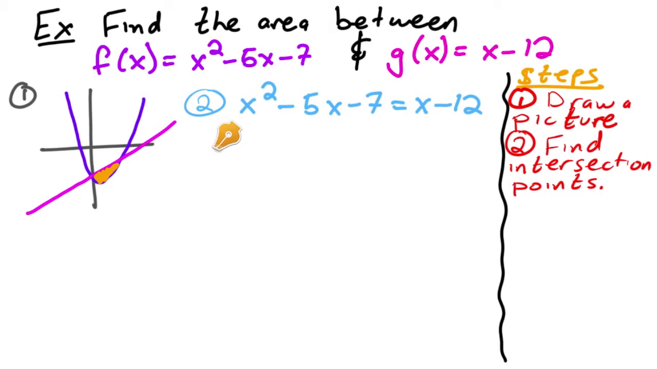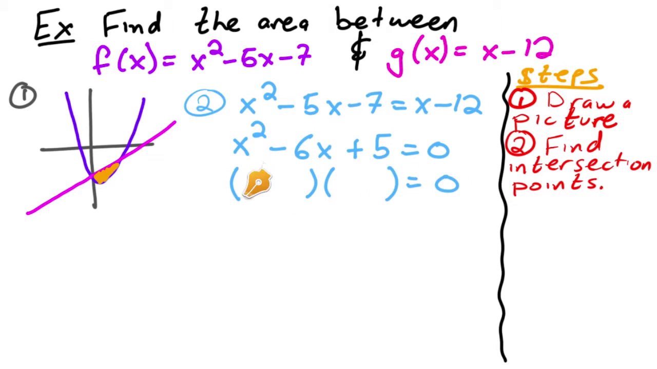If you bring the x and the 12 over, you would get x squared minus 6x plus 5 equal to 0. Then we'll factor this, so we would have minus 5 and minus 1, and so then we get x is equal to 5 and 1. And you want to verify that that makes sense. So here we would have 1, and here we have 5, and so that makes sense, right?